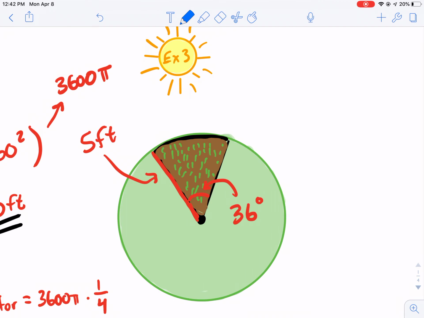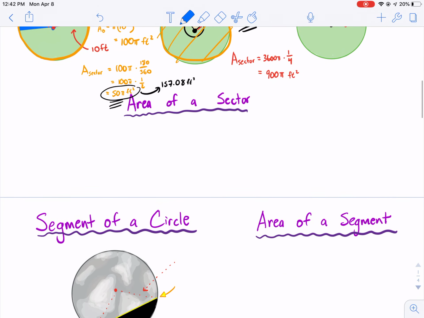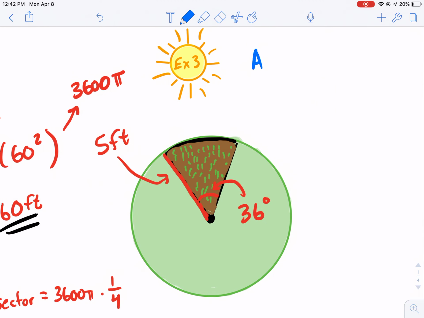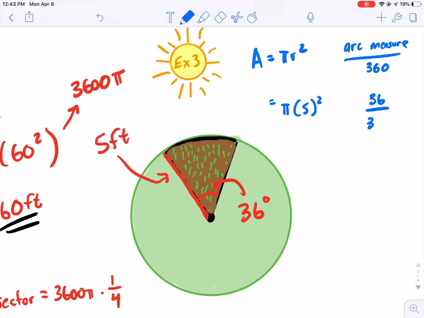Okay, last one for this example. Actually, it's not the last example. Oh, it is the last example for sectors. Here we go. Area equals pi r squared. Of course, we need to know what portion of the circle we're going to use, so we take the arc measure divided by 360. Pi r squared is pi times the radius, which is 5, squared. And the arc measure is 36 over 360.